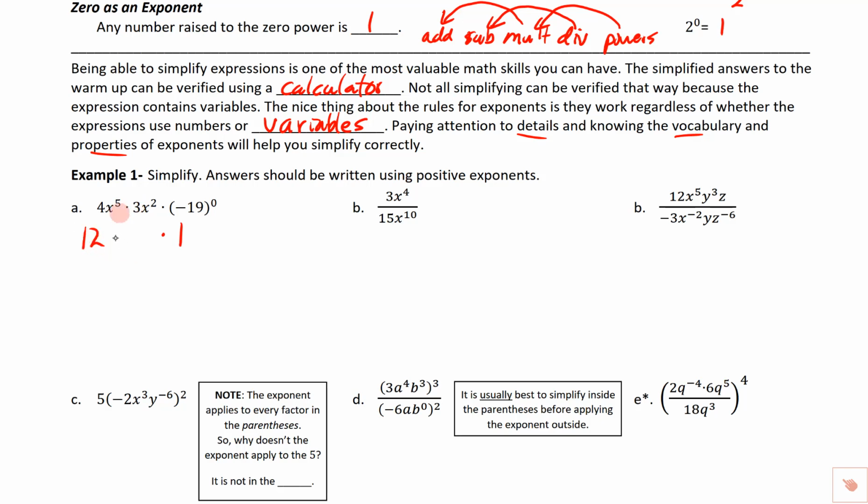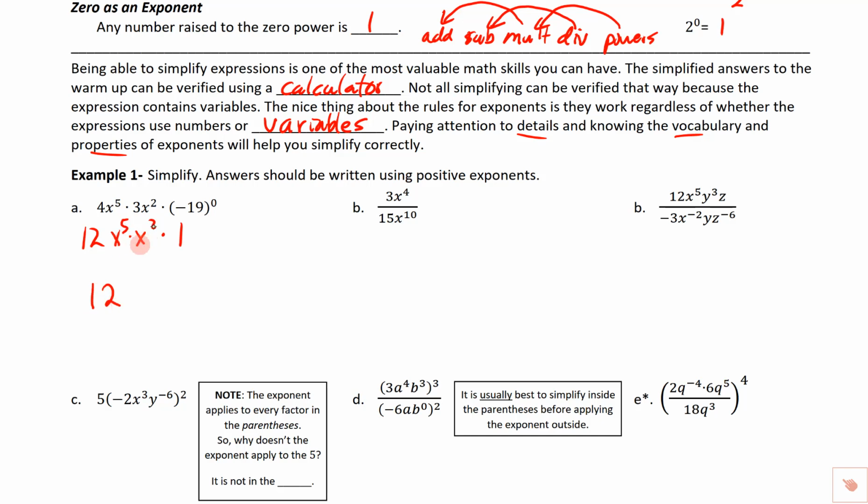And then what we've got here is x to the 5th times x to the 2nd. Now, I'm showing quite a bit of work here. I could have even written this 12 as a 4 times 3. But let's go ahead and take care of this. We've got a coefficient of 12, and then we're multiplying these expressions.